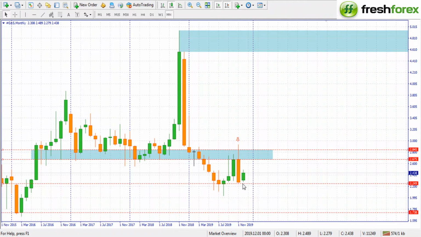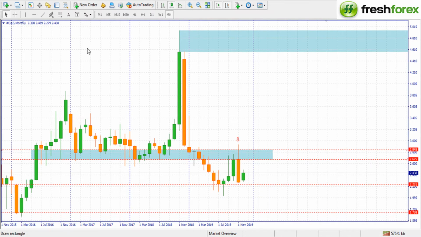On the other hand, we also have this level here, which is a very good support. You must not forget it. This is a very good support. So basically on the monthly chart, these are the levels we want price to get to.